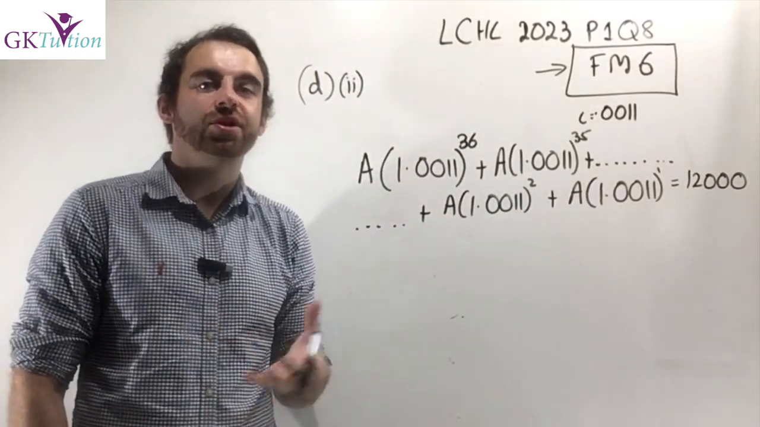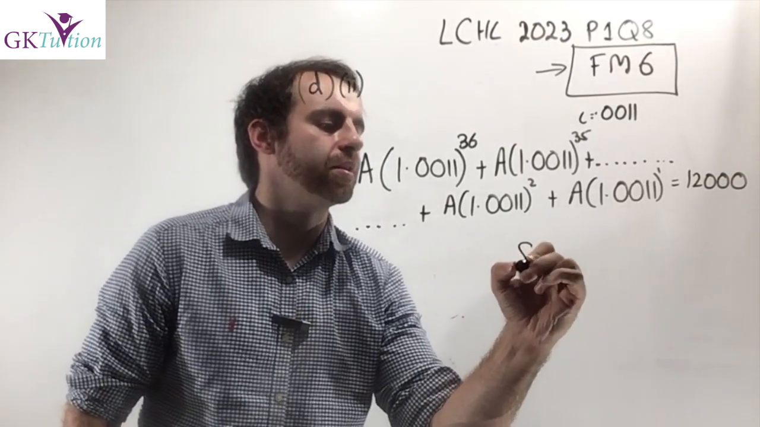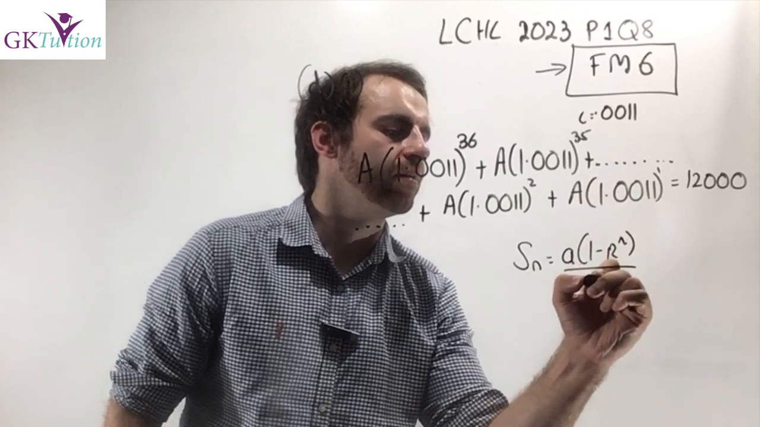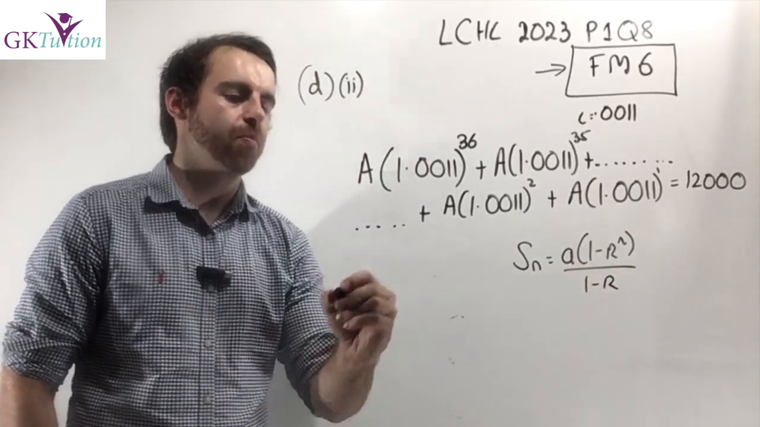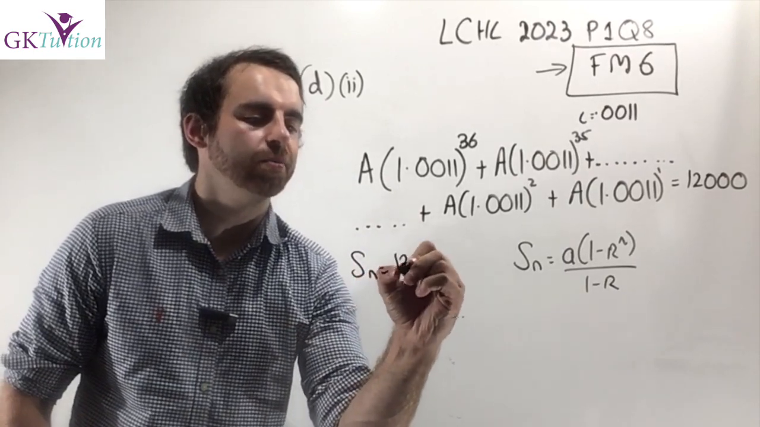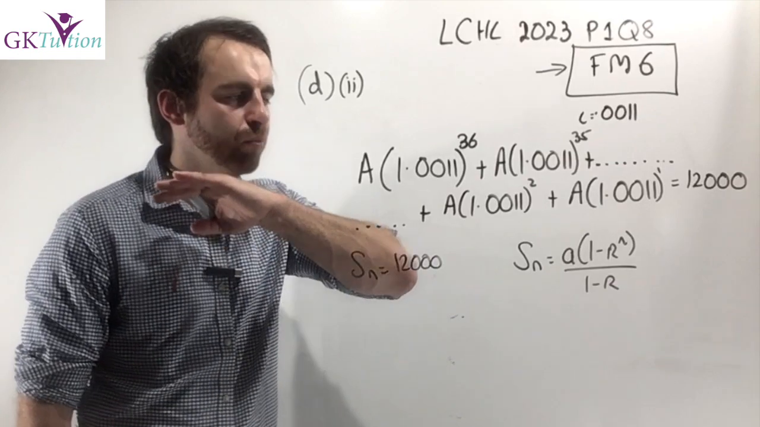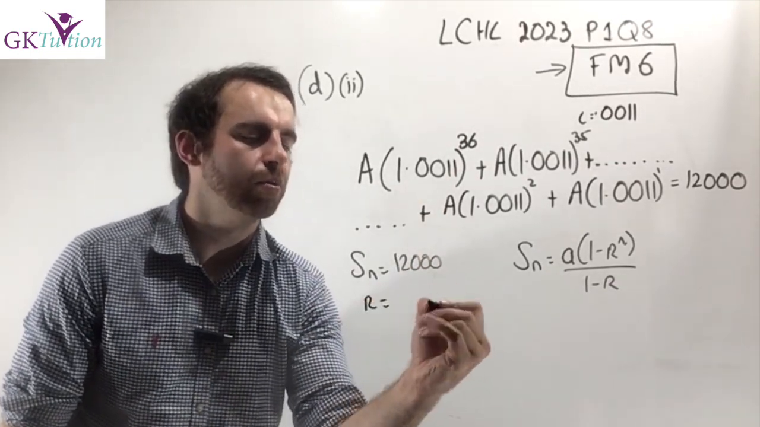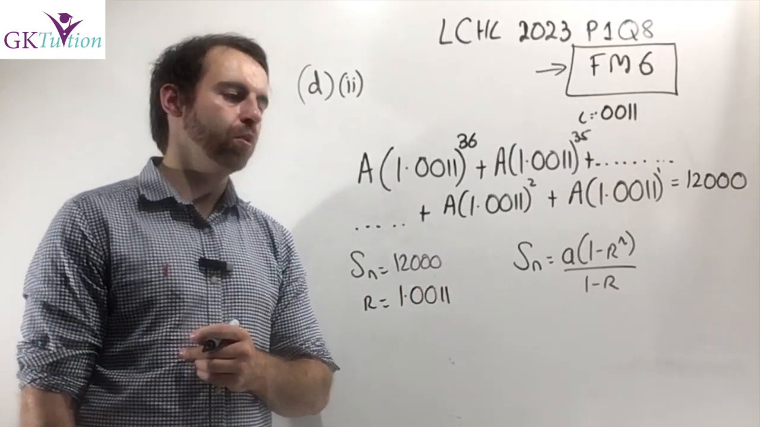In part 2 then, we're just asked to solve this. So remember, this is a geometric series. And we want to use the formula Sn for a geometric series to solve this. So this is the formula we're trying to use. Sn, all of the terms are going to have to add up to 12,000. Whenever we have a geometric series like this where we're saving money, the common ratio is always just 1 plus I, in this case 1.0011.